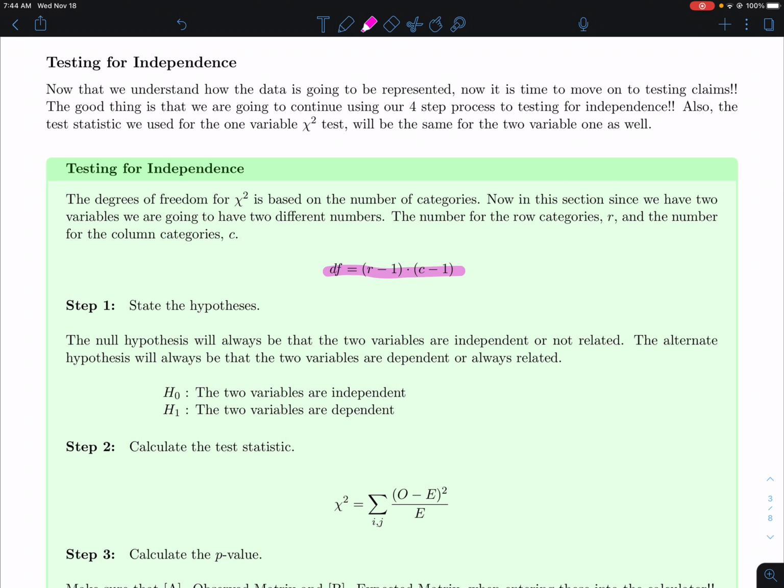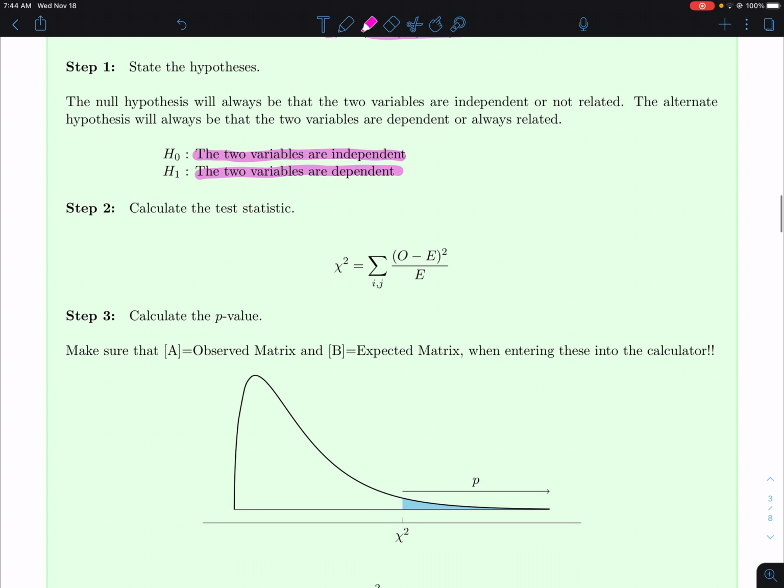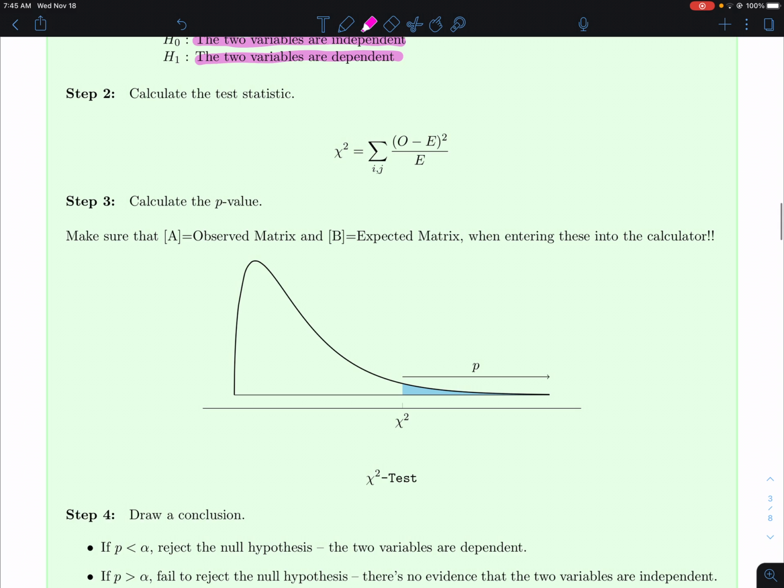So we're still going to use the same table to find our alpha. In this case, there's no less than, equals, none of that stuff. So we're basically saying that the two variables are independent is the null hypothesis. The two variables are dependent is the alternate hypothesis. So again, there's our test statistic, just like I showed you a little sample of above. Our calculator p-value, we're using our chi-squared test.